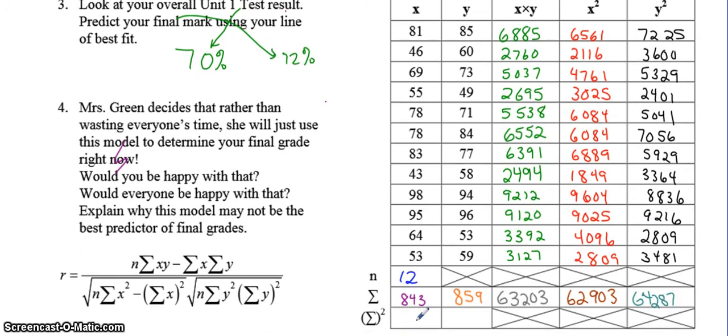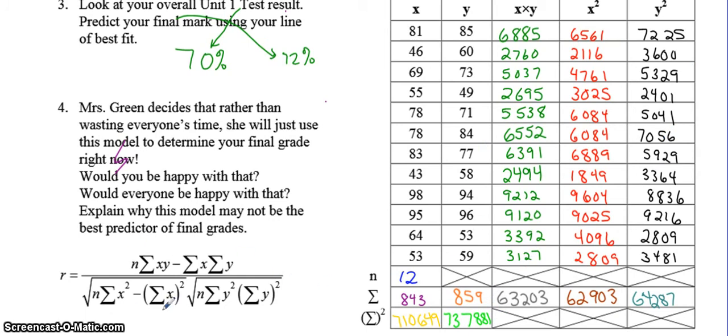And the last thing that you have to do in the table is this: the sum of the x's, you have to square that number. So 843 squared is 710,649. And then you have to square the sum of the y's. So 859 squared is 737,881. So that's the completion of the table.